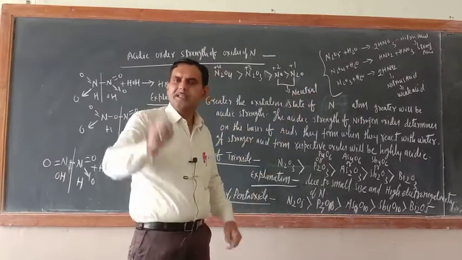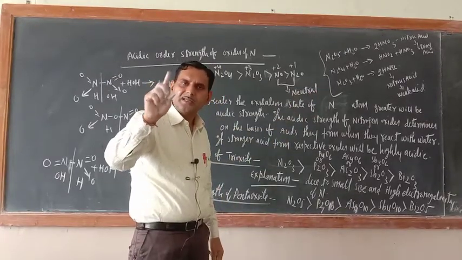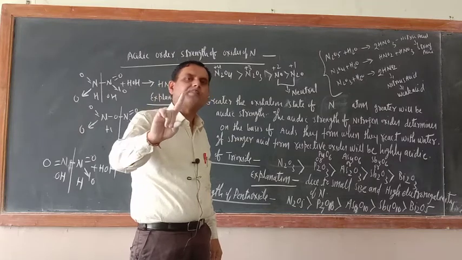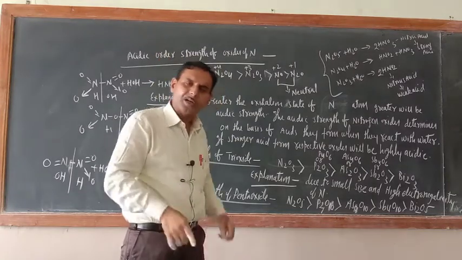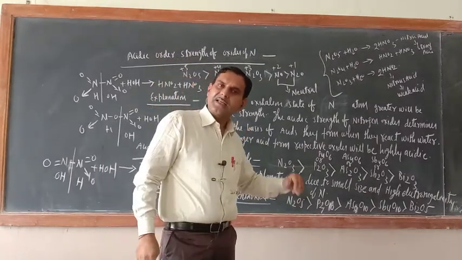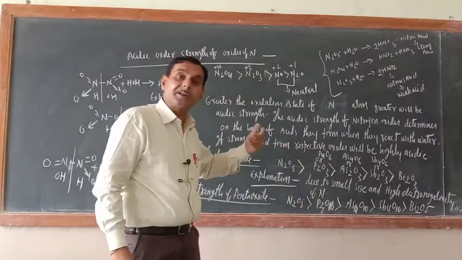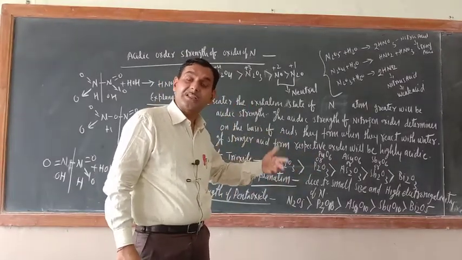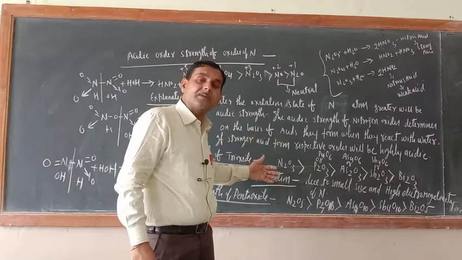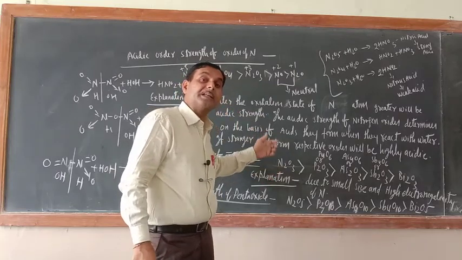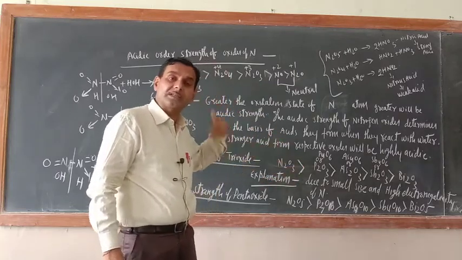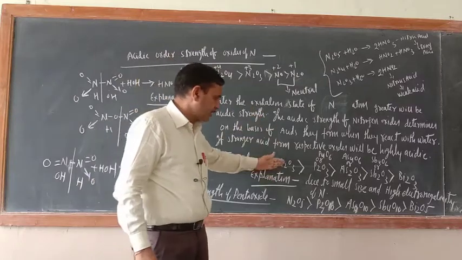So just see, nitrogen is the first member. Its atomic size is small and its electronegativity is high. So small atomic size and high electronegativity contribute towards its acidic nature. That is why the oxides of nitrogen are strong in their trioxidation state. This is the order.